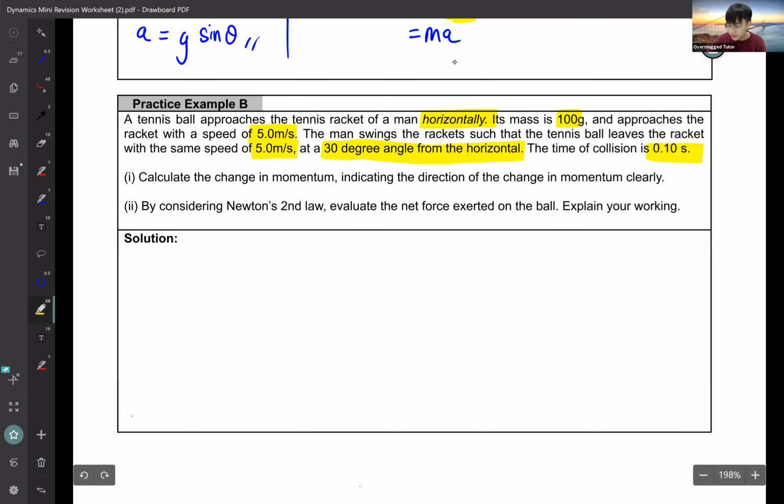And then they tell you the collision is 0.1. Now they ask you to find the change in momentum, and they ask you to indicate the direction of change in momentum clearly.